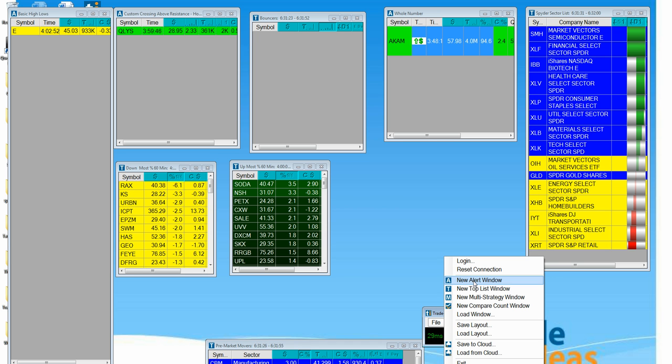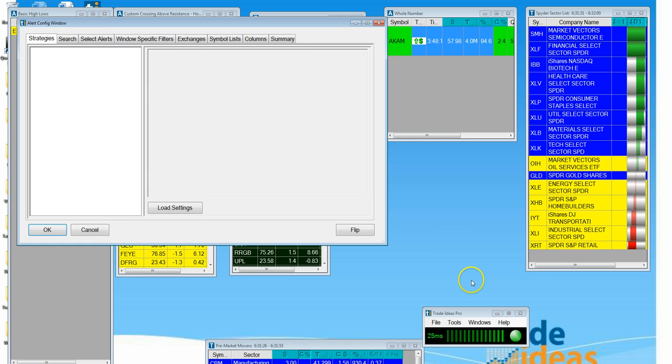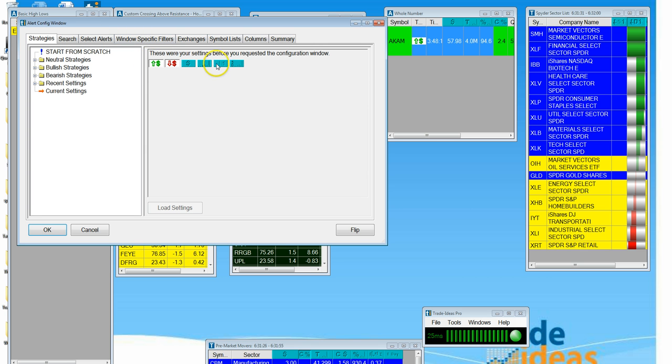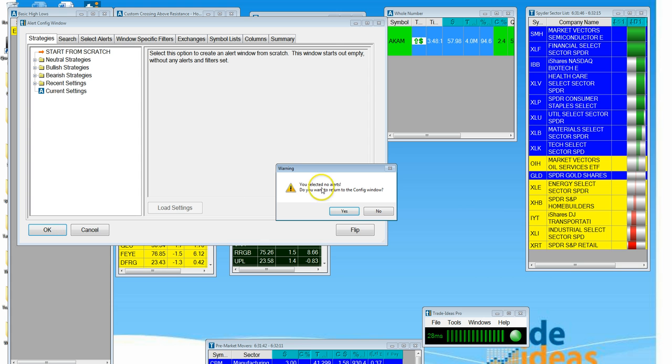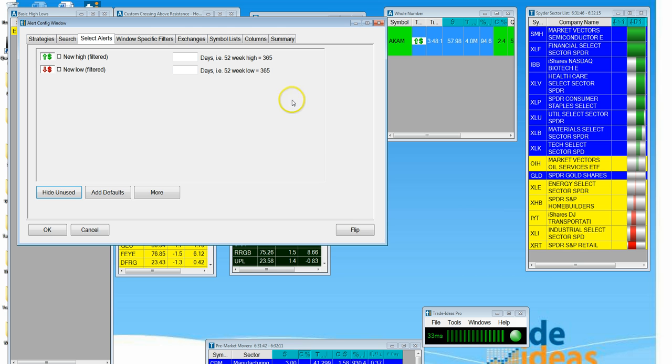As he did, I go to new alert window. What happens is I've got these defaults in place already. So I would just say start from scratch, load settings, say OK. Then it's telling me I've selected no alerts. Do I want to go back? Yes, I do, because now I want to put in my filters.